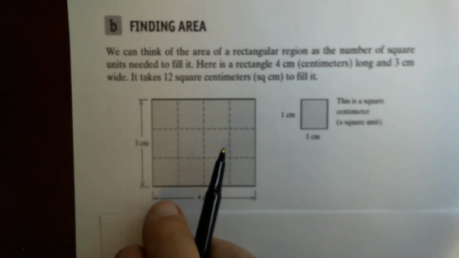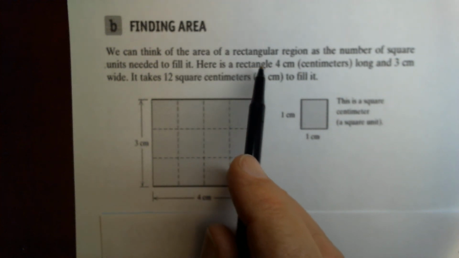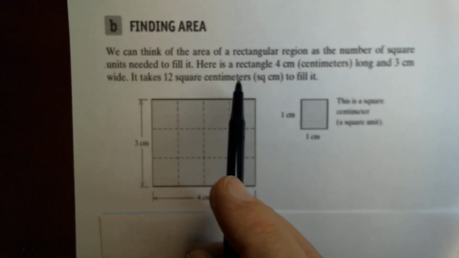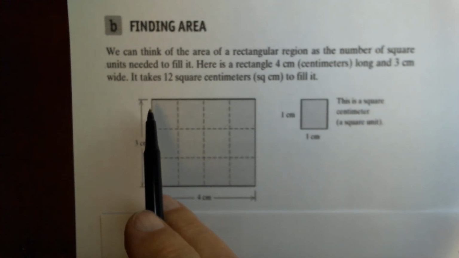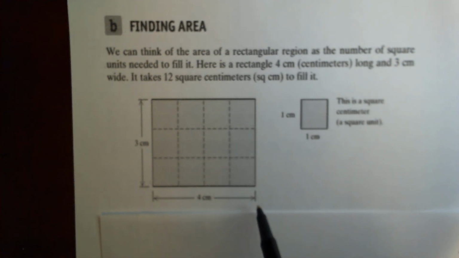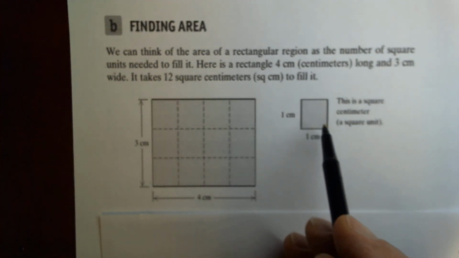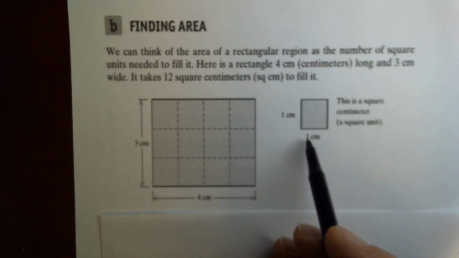A very simple application of multiplication is to find the area of a rectangular region. If we look at it as the number of square units needed to fill it, so here we have a rectangle 4 centimeters long and 3 centimeters wide. It takes 12 square centimeters to fill it. So 3 times 4 is 12, and that's where the 12 comes from, 12 square centimeters, where this would be 1 unit, the square unit of 1 square centimeter.